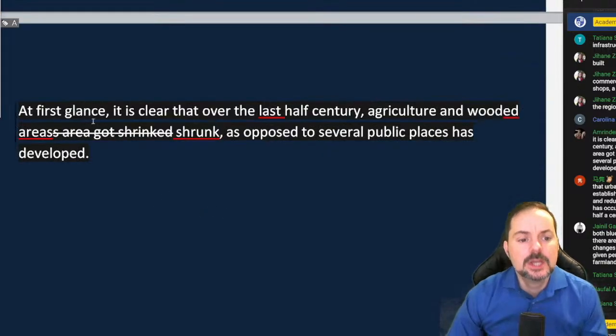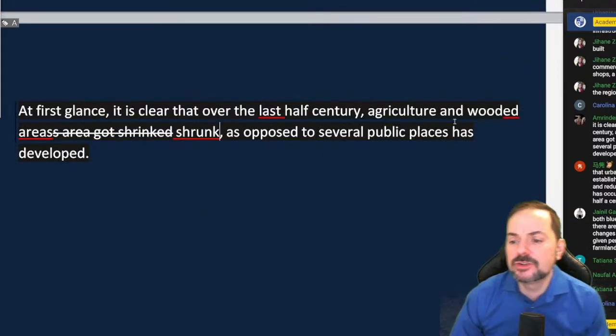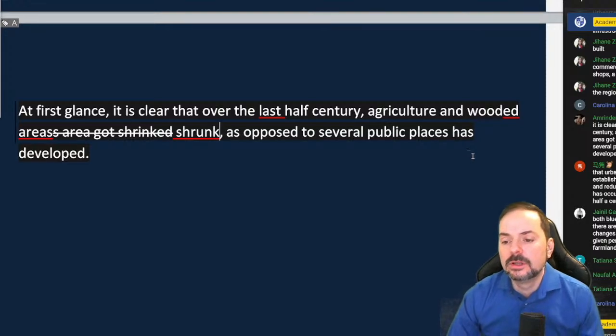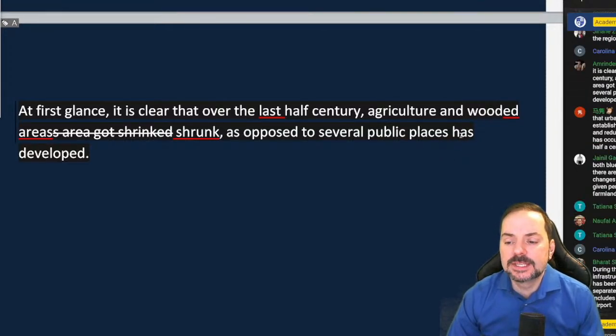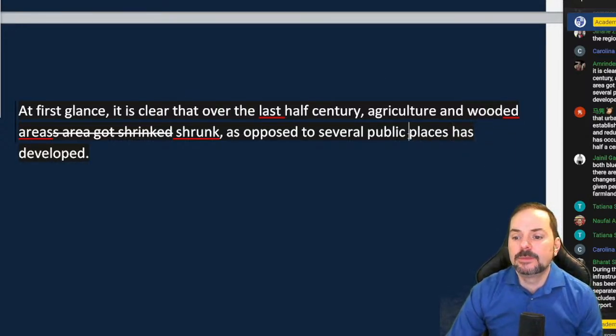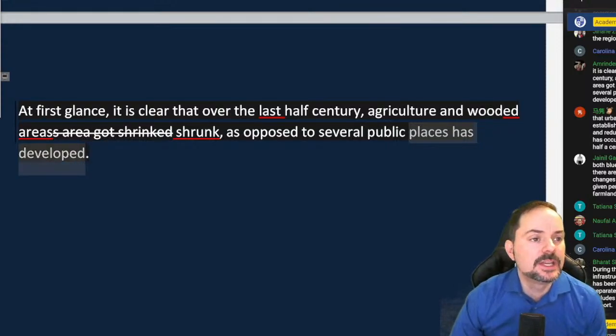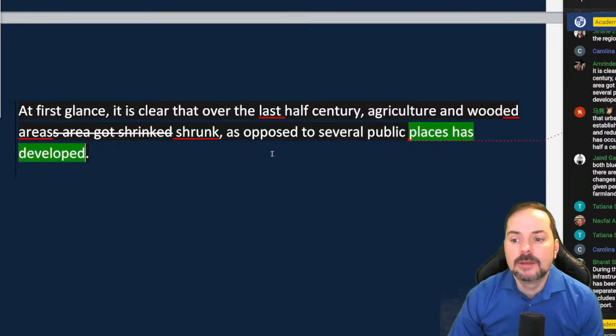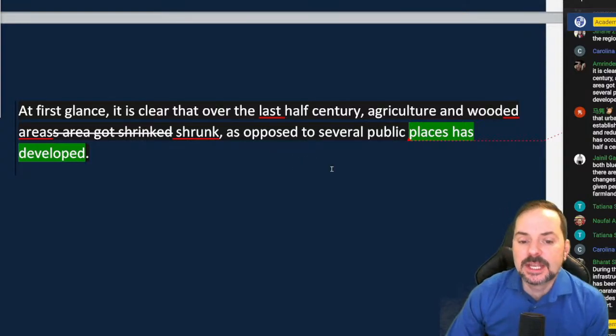Okay. So at first glance, it is clear that over the last half century, agriculture and wooded areas shrunk as opposed to several public places has developed. So we got a grammatical mistake here. Anybody know what the grammar mistake is in this part of Amrinder's sentence? Again, instead of just giving you the fish, I'm also trying to show you how to fish. So if we can help correct Amrinder's writing here, that would be great. All right, so how should Amrinder have written the sentence in this case?